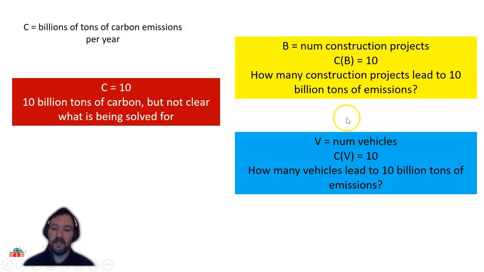And so you see the difference between the yellow and the blue and the red. In the yellow and the blue, it's more clear what question is being asked just from reading the equation. C of V equals 10 means, okay, I know C equals 10, what values of V, the number of vehicles, would lead to a 10 here.